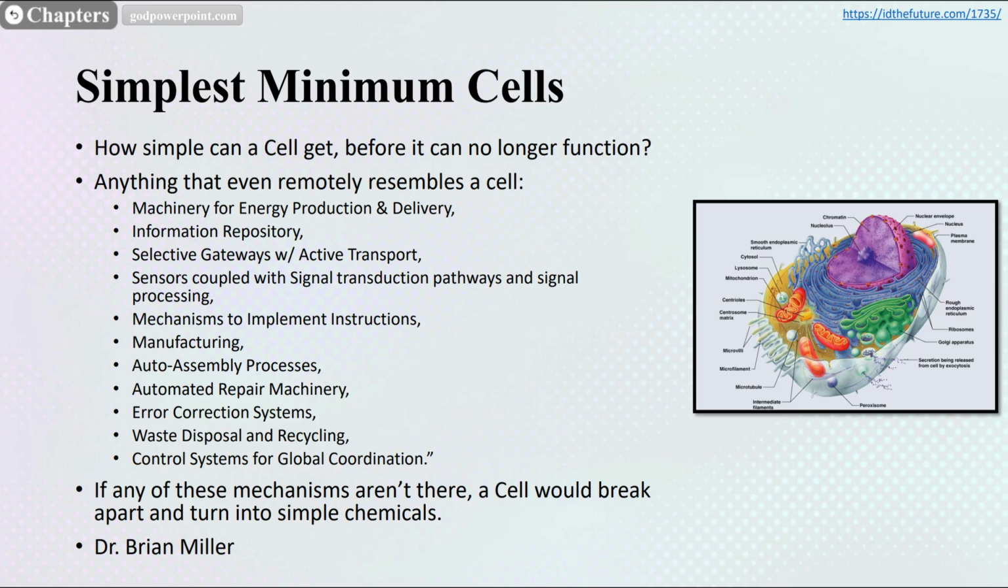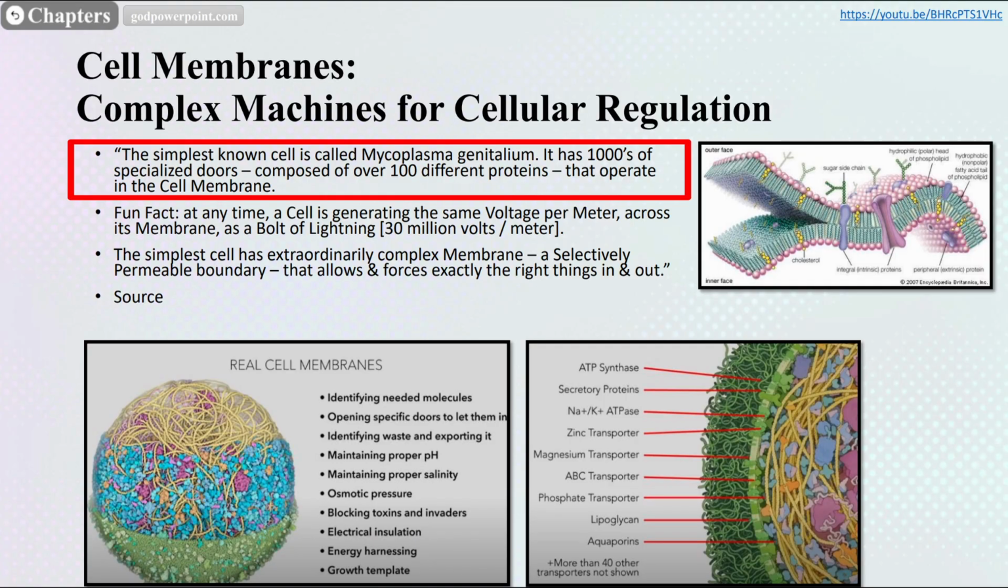The cell itself functions like a factory. It runs on information. It needs to create things. And it needs to process energy and dispose of waste. Even cell membranes, which is the walls of the cells, are incredibly complex. There can be hundreds of types of doors and hundreds of types of proteins. This boundary of the cell has many different functions.